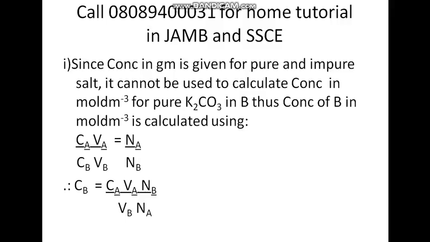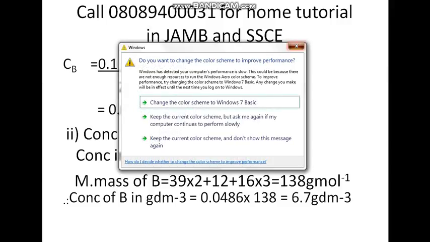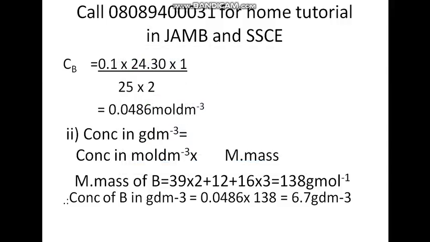Substitute all values for Ca, Va, Nb, Vb, Na into the formula for Cb we have on the tutorial board. Cb equal to 0.1 for Ca multiplied by 24.30 for Va multiplied by 1 for Nb divided by 25 for Vb multiplied by 2 for Na, and the answer is 0.0486 mole per dm cube.